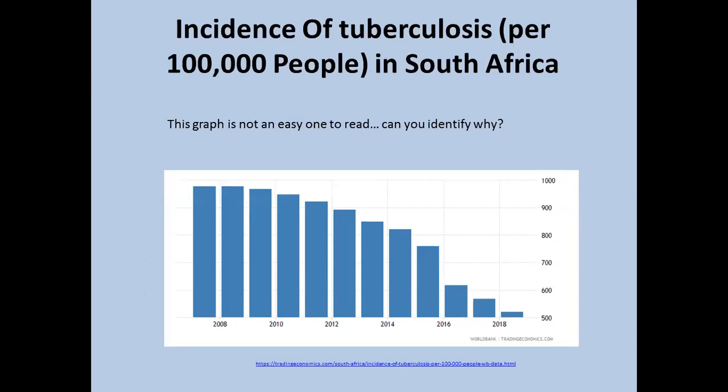So this graph is the incidence of tuberculosis per 100,000 people in South Africa over the years from 2008 to 2018. And it shows that the incidence of tuberculosis is actually decreasing. And I would imagine that this is linked very closely with the fact that people who are HIV positive are now able to access treatment.